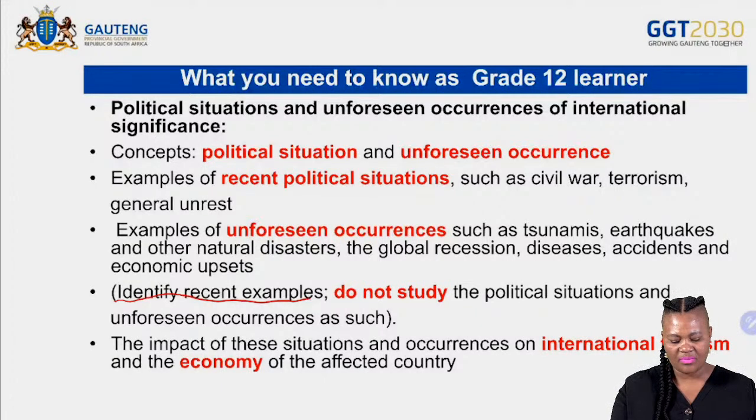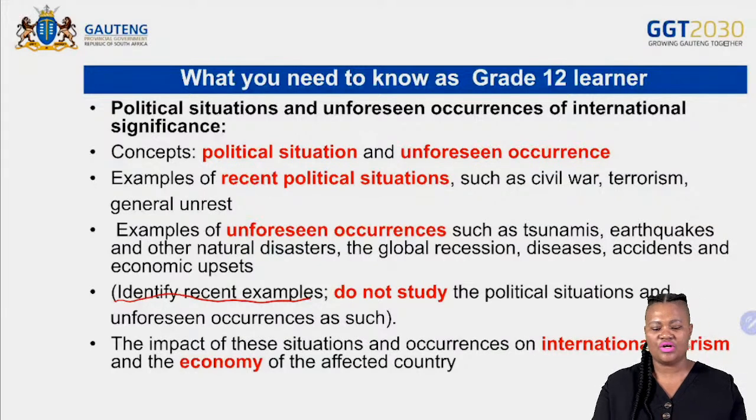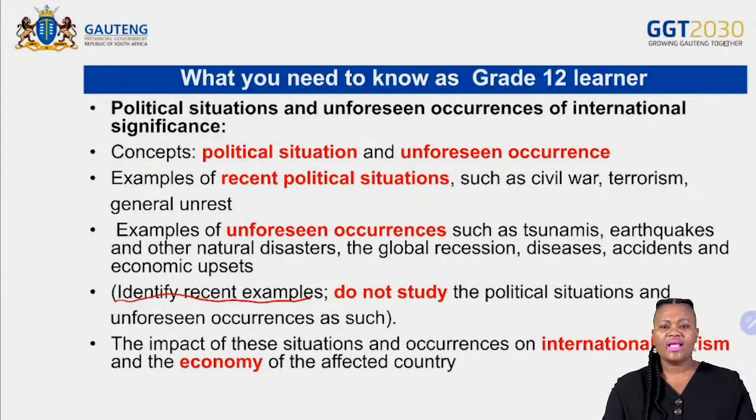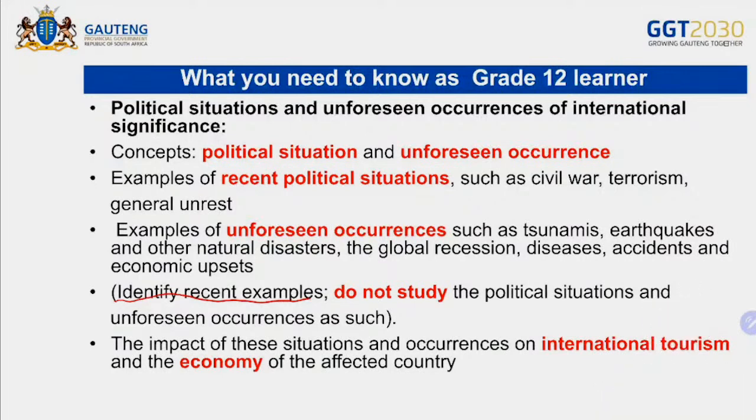Just be able to identify recent examples, meaning that you need to understand the definition or the concept of what is a political situation and also understand the concept of what is an unforeseen occurrence. So when you're faced with an example, you're able to easily identify based on the definition that you understood. So you apply what you are learning. The impact of these situations and occurrences on international tourism and the economy of the affected country.